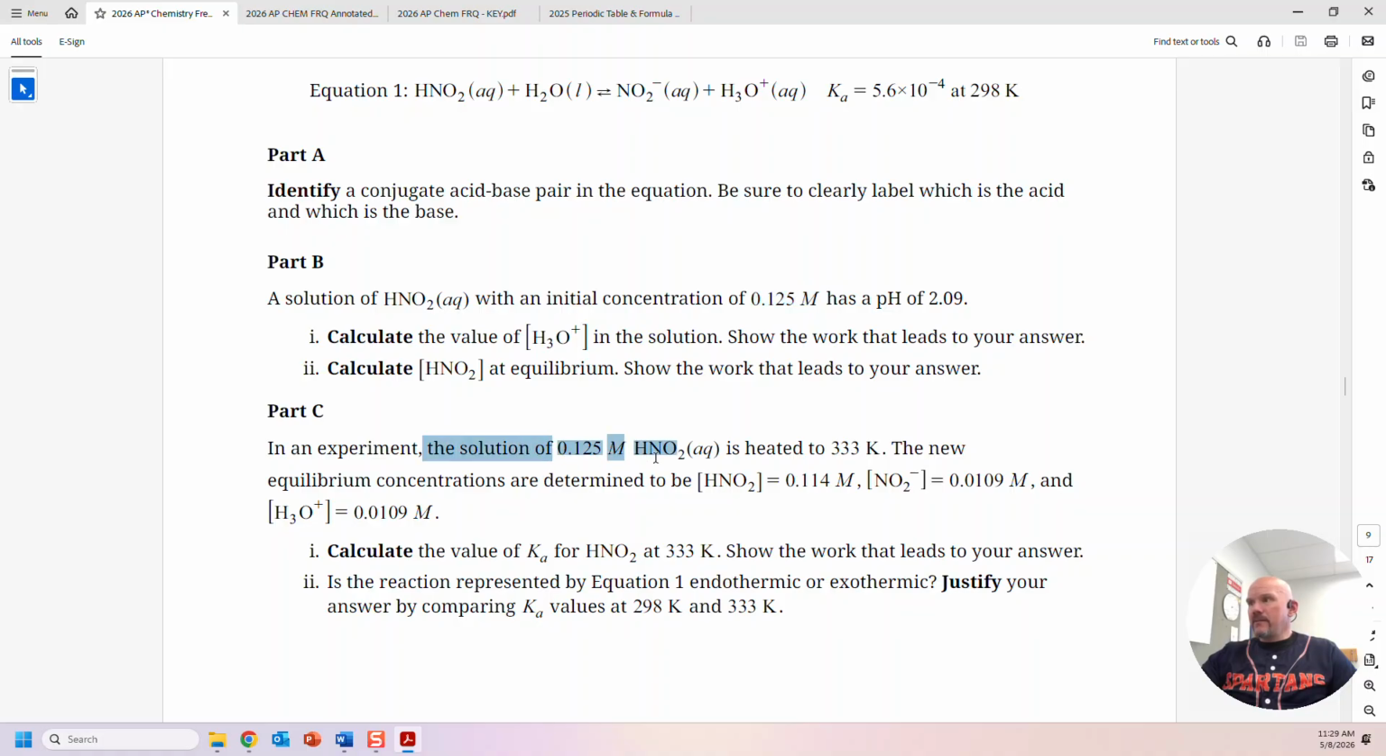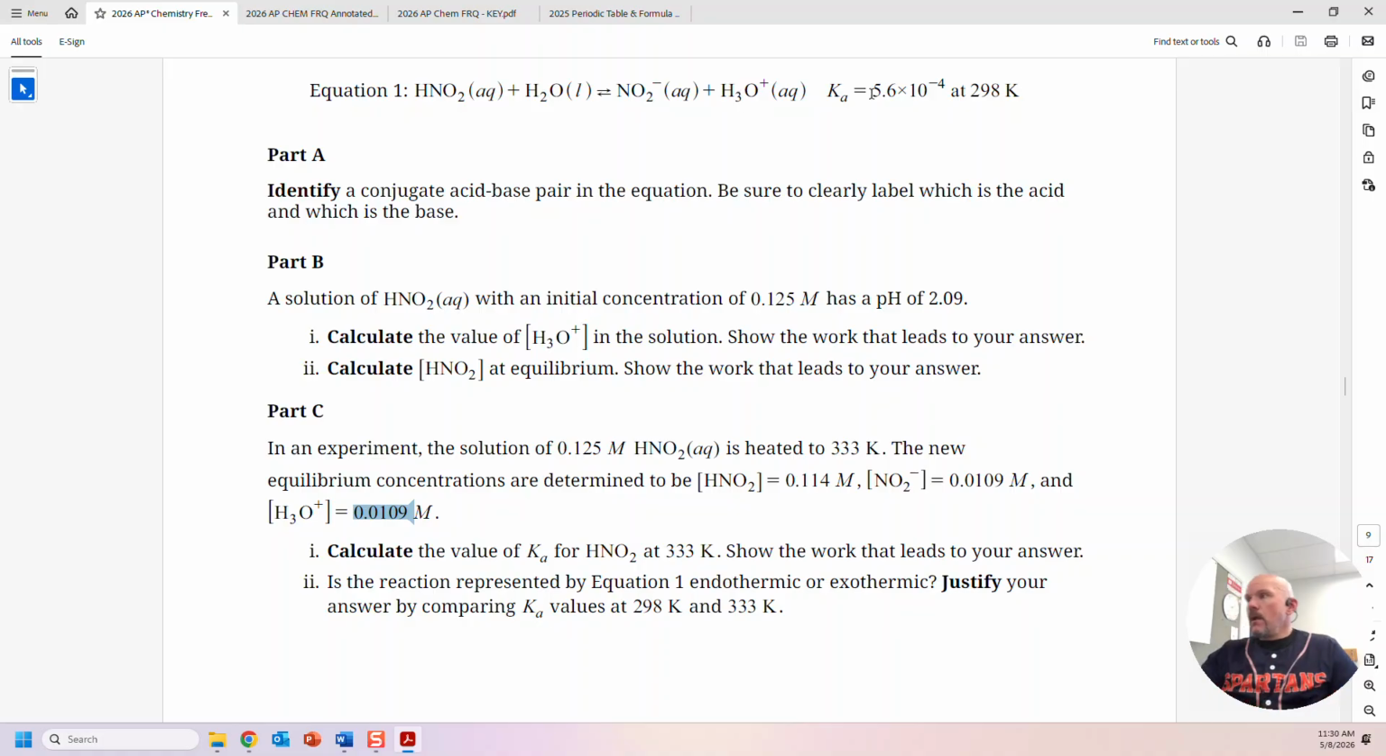So you have the same concentration of acid, but you're at a higher temperature, right? And notice what happened. The concentration of nitrous acid went down. And remember, the nitrite and the hydronium at the previous temperature was 8.1 times 10 to the negative 3. And now it's essentially 1.2 times 10 to the negative 2. So the amount of product increased and the amount of reactant decreased at this higher temperature, at the new equilibrium position of the reaction. So that means an increase in temperature favored the forward reaction.